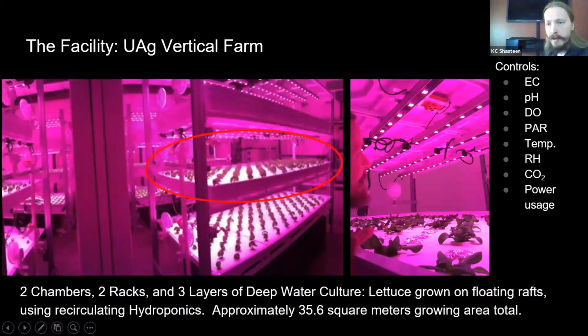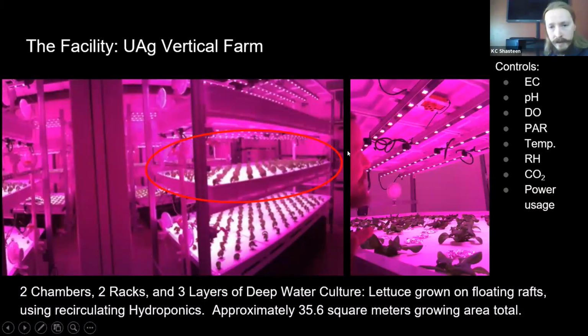And here we can control all kinds of different factors of the environment: the electrical conductivity of the nutrient solution, the pH, the dissolved oxygen. We can modify the lighting intensity, the temperature, and we have some control over the relative humidity and the CO2 concentration and power usage. The CO2 concentration is completely controlled and the power usage is monitored. And I am currently using all these levels to grow various crops and validate that the model is able to make predictions in changing environmental conditions.